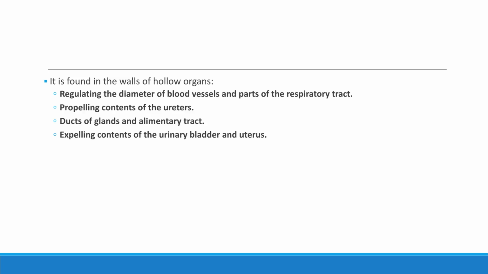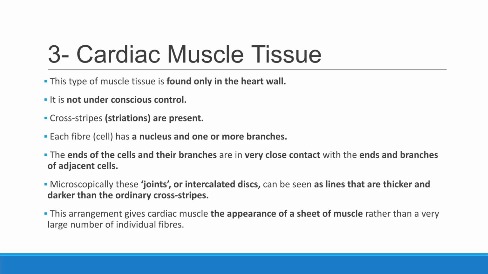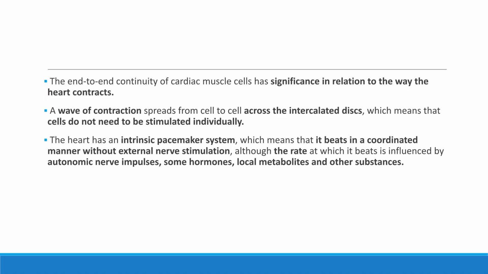Smooth muscle is found in the walls of hollow organs. Its functions include regulating the diameter of blood vessels, propelling contents in the alimentary tract and ureters, and expelling contents from the urinary bladder and uterus. Cardiac muscle tissue is found only in the heart wall. It is involuntary and striated. The cells have branches and are in close contact through intercalated discs, giving it the appearance of a muscle sheet. The end-to-end continuity of cardiac muscle cells allows a wave of contraction to spread across the intercalated discs without individual cell stimulation. The heart has an intrinsic pacemaker system, ensuring coordinated beating.